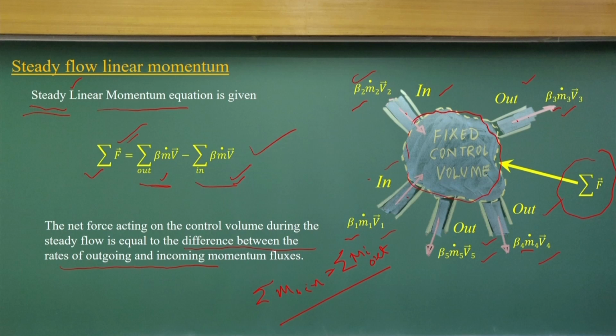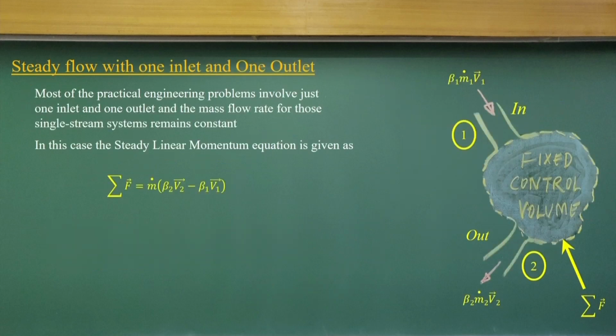Then we have the steady problems. This is the conservation of mass equation and this is the linear momentum equation for the steady flow having multiple inlets and outlets. Now, let us go for another simplification: steady flow conditions with only one inlet and one outlet. This is a very simplified case.